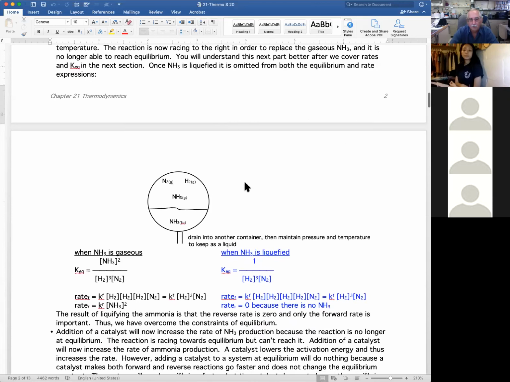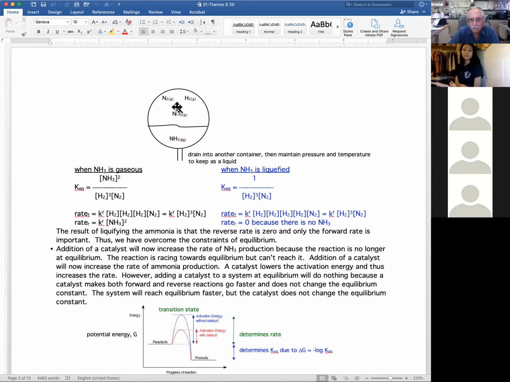I got nitrogen and hydrogen and some ammonia gas. What I'm saying, if we lower the temperature enough, we will start to liquefy the ammonia. We won't liquefy the hydrogen or the nitrogen, we'll liquefy the ammonia. Why?